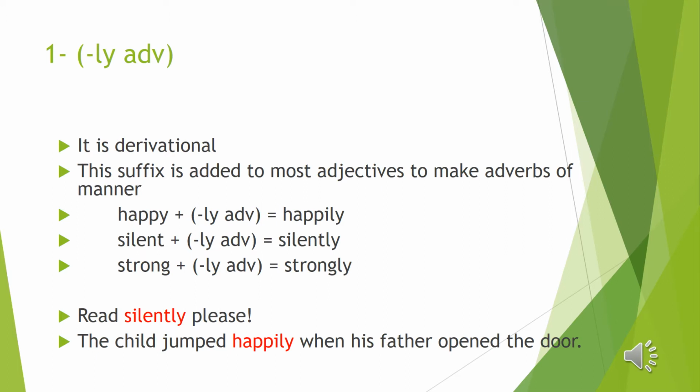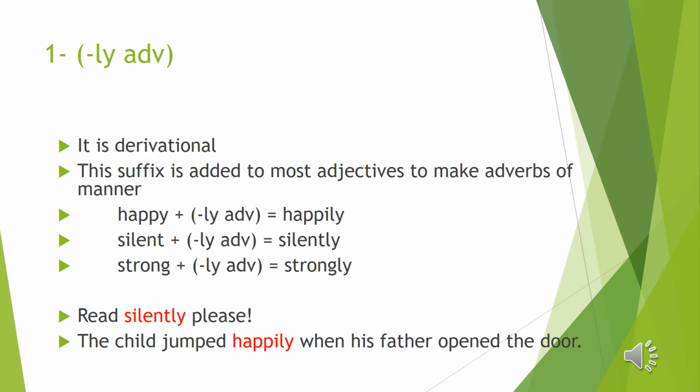We start with the first suffixal homophone of ly, which is ly adverbial. This suffix is derivational, as we've said, and we can find this suffix added to most adjectives to make adverbs of manner. So we add ly to adjectives to make adverbs. For example, happy, happily, silent, silently, strong, strongly. That is why we call it ly adverbial, because when we add this suffix to adjectives, the result is an adverb.